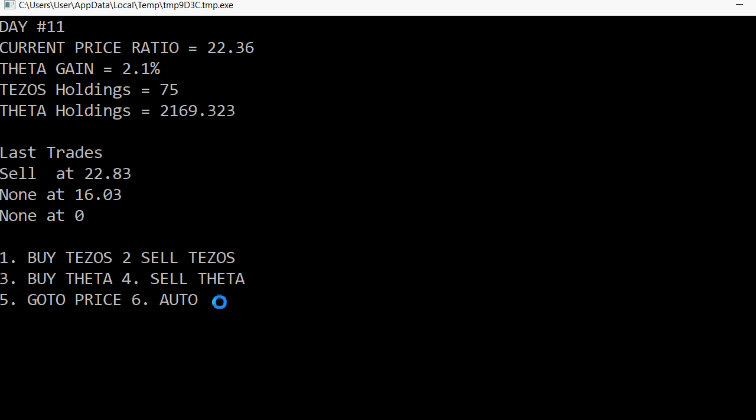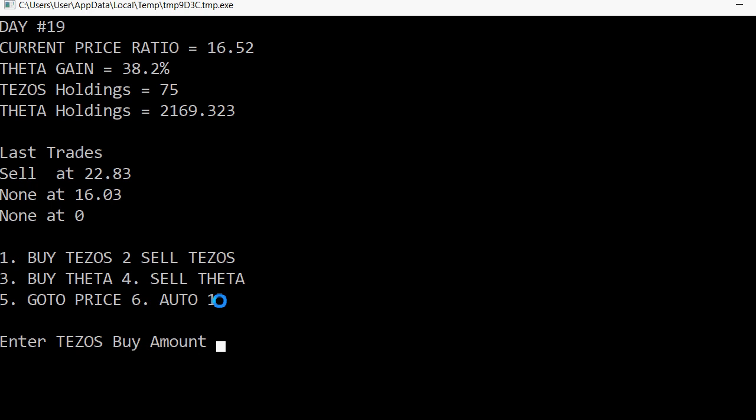And then we'll go and push 6 to do the auto again, taking it to day 19, and a gain for Theta of that level. So I could do one thing. I could buy 25 Tezos, maybe a bit more back, or I could sell like the maybe 600 or whatever Theta, but maybe I'll just buy in Tezos.